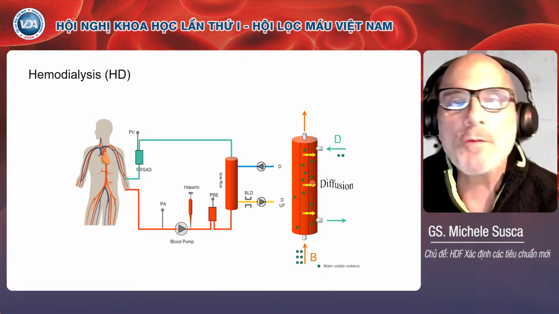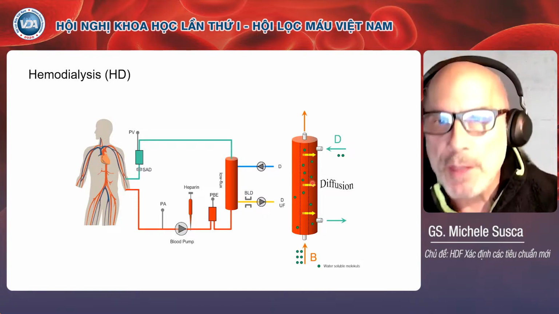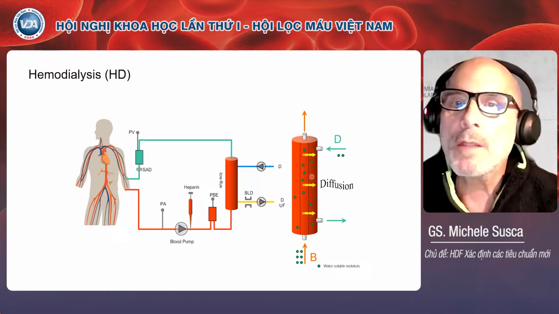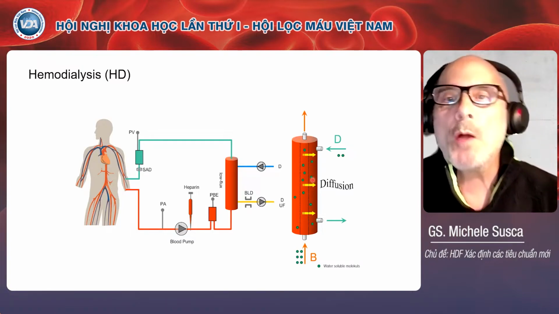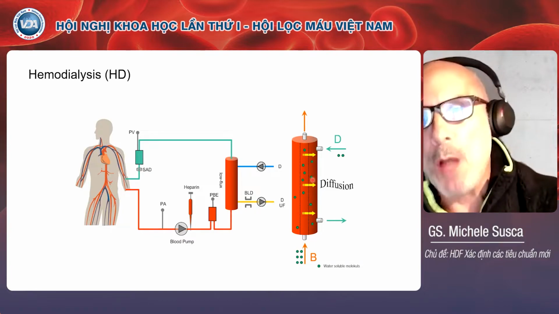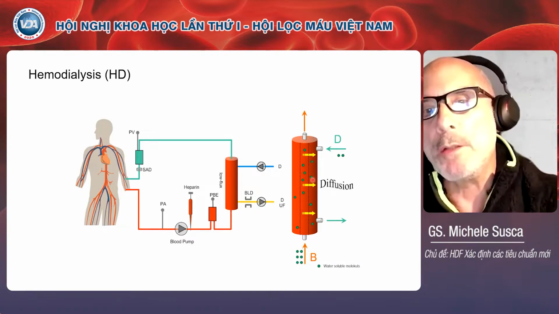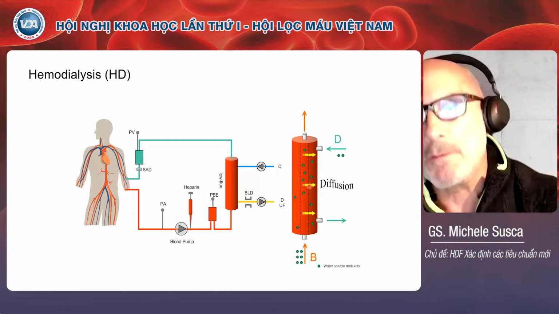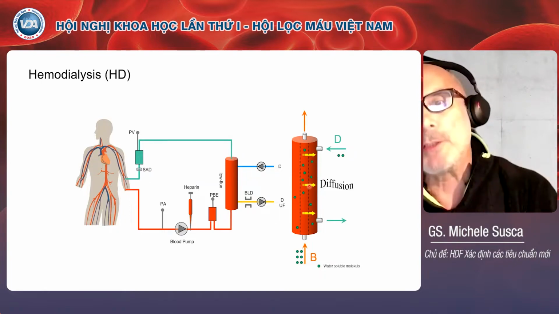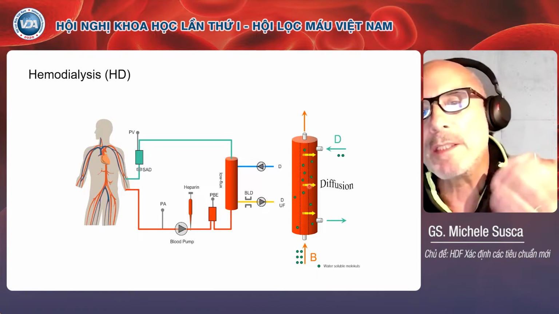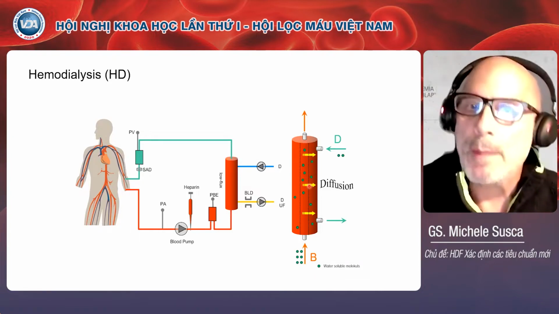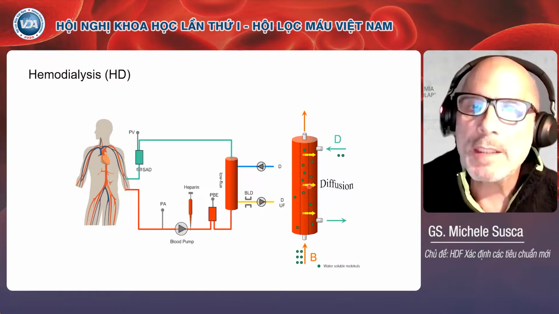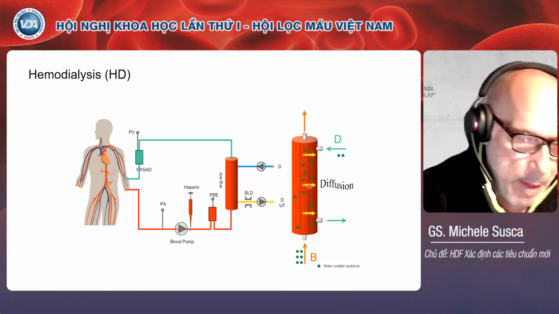The diffusive clearance is the main clearance in HD, and important to know is that here we better remove small molecules and not that well larger molecules, because the diffusive clearance also depends on the size of molecules. Again, electrolytes and small toxins like urea and creatinine can be better removed than, for example, middle molecules. This is very important in common HD.